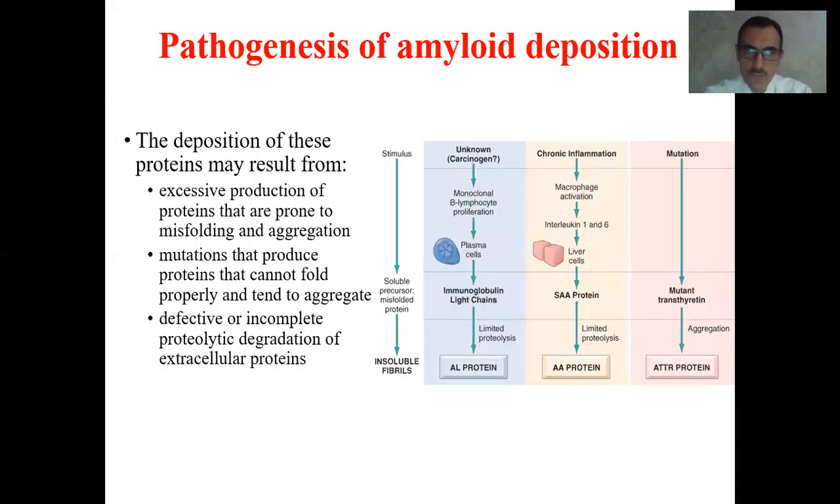The deposition of these proteins may result from, first, excessive production of proteins that are prone to misfolding and aggregation. Second, mutations that produce proteins that can't fold properly and tend to aggregate, and defective or incomplete proteolytic degradation of extracellular proteins.